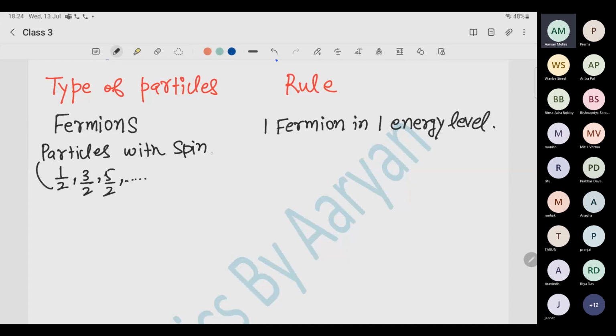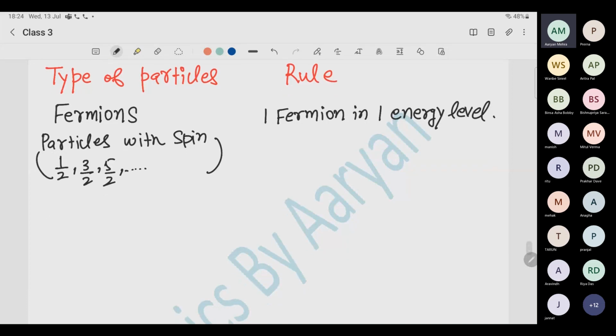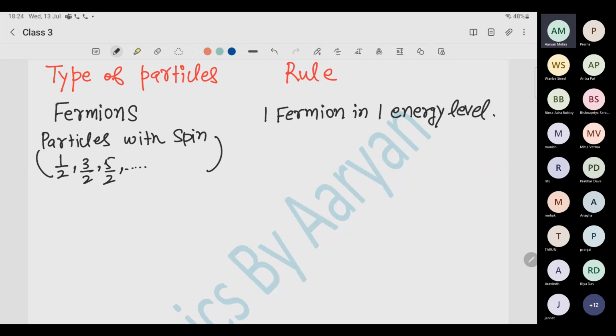Every particle in quantum mechanics, even if you are a BSc student, you can know this much from the knowledge of lower classes: electron, proton, and these kinds of things have spin. All the quantum particles have some spin. We will not go into detail about what that spin is. If the particle has spin like half, 3/2, 5/2, it means that particle is a fermion. But if only in the question it is mentioned that the particle is a fermion, then you do not usually consider the spin part. Then you put 1 fermion in 1 energy level, that's it, if it is clearly mentioned it is a fermion.